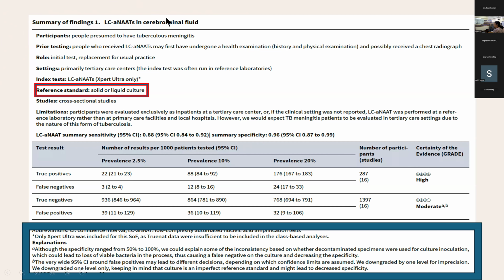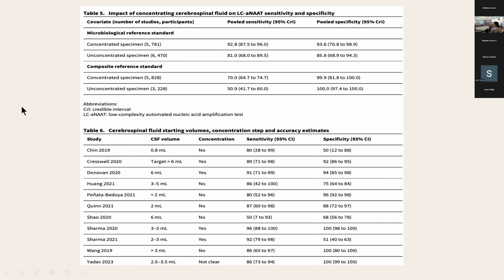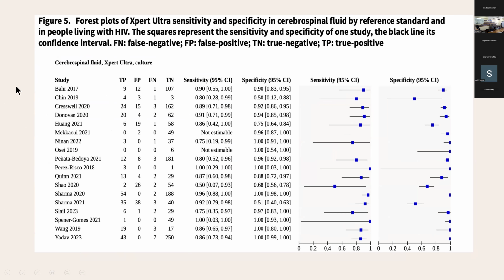Okay. So back to this slide, for sensitivity, which is the first one, they have given the grade of evidence as high. For specificity, they have downgraded it. And here they explain why. The specificity ranged from 50 to 100. That's actually from this slide. If you look at this, for sensitivity, almost all the confidence intervals mostly overlap. Whereas for specificity, some are here, some are here. The heterogeneity in the specificity is a lot more on this slide.